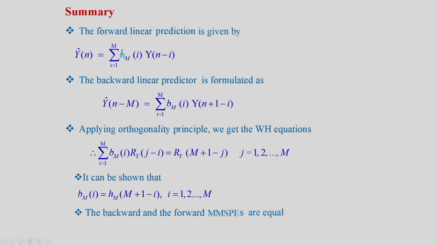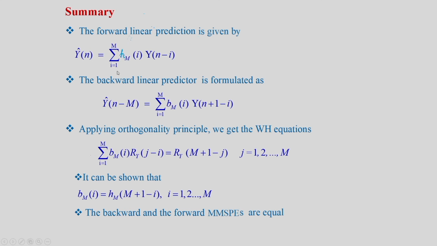Let us summarize the lecture. The forward linear prediction is given by y hat n equal to summation hmi into y n minus i, i going from 1 to m. Similarly, the backward linear predictor is formulated as y hat of n minus m equal to summation bmi into y n plus 1 minus i, i going from 1 to m. So, these are two prediction problems.